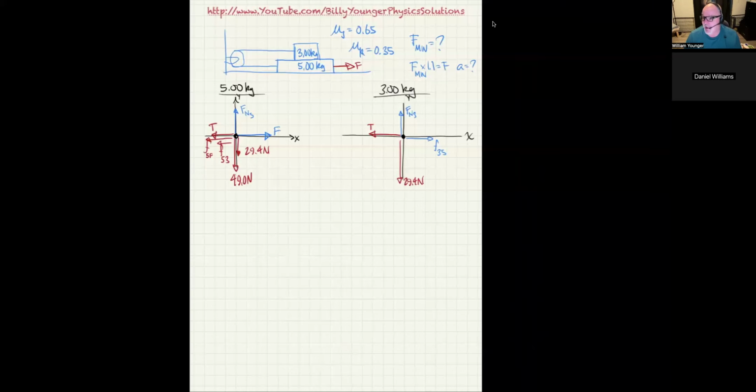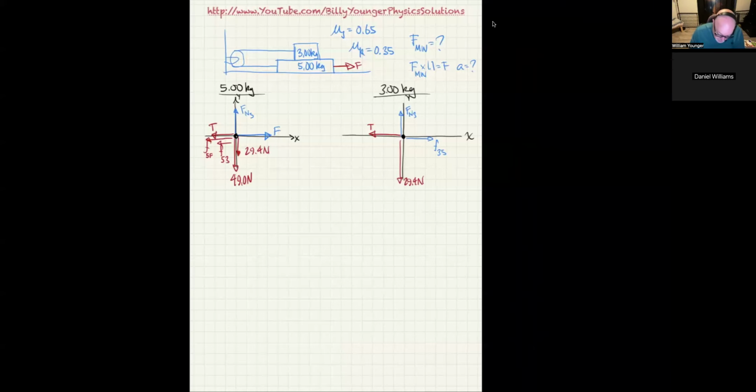Try throwing in the normal force of 5. It's going to be the weight of the 5 as well as the weight of the 3 weighing it down. Exactly. That's going to make the normal force bigger for the 5. Instead of it being 49 newtons, it's going to be more like 69 or 78.4. So, good thing to note.